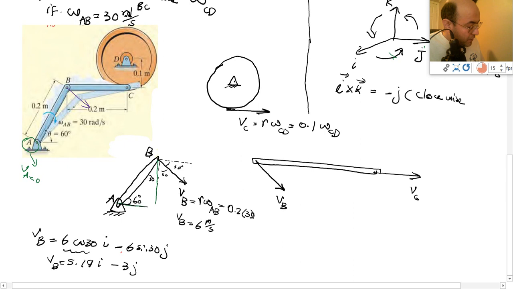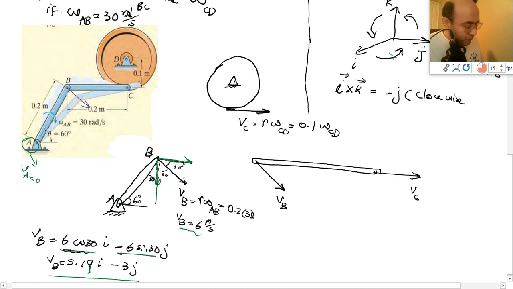Now, velocity at B will be perpendicular to the bar AB. When it's perpendicular to bar AB, the magnitude of it will be 6. Now I can break it down. The X will be cosine, the Y will be sine, right? It's just completely clear here to me. Now your X component will be 6 cosine 30, the Y component will be minus 6 sine 30. If you simplify it, you're going to get 5.19 I minus 3J. That's velocity at B.